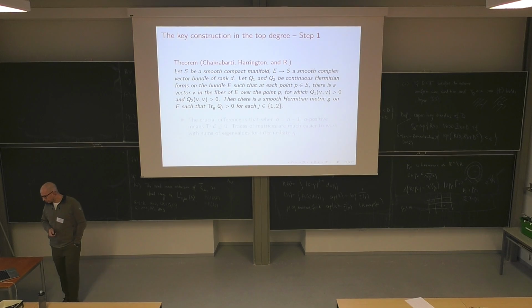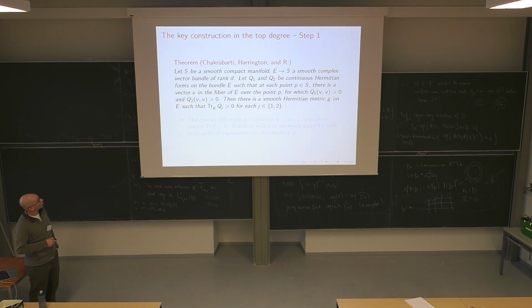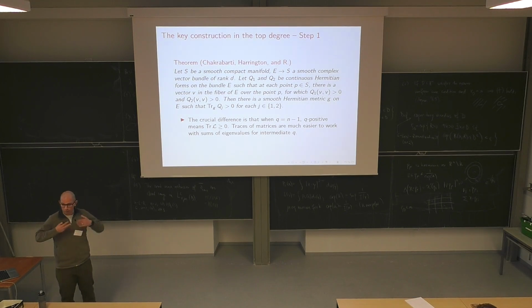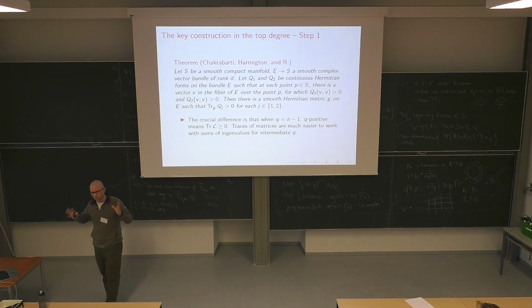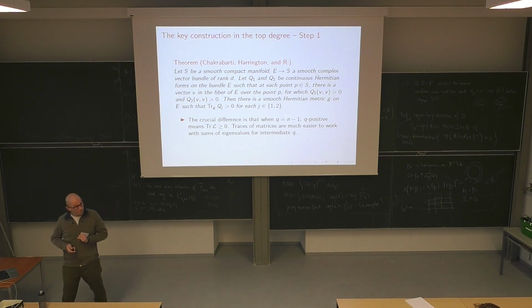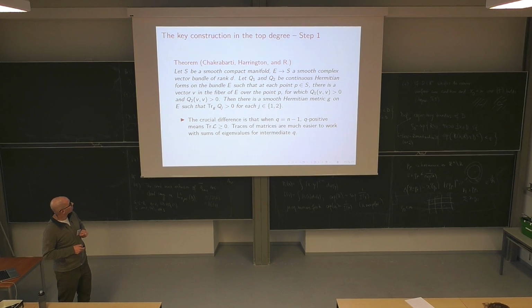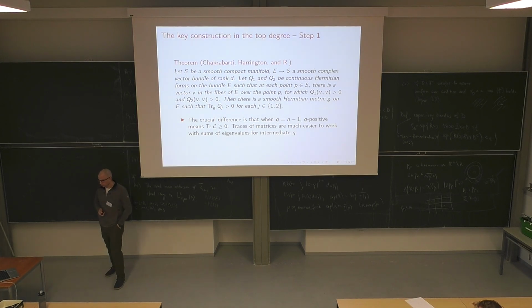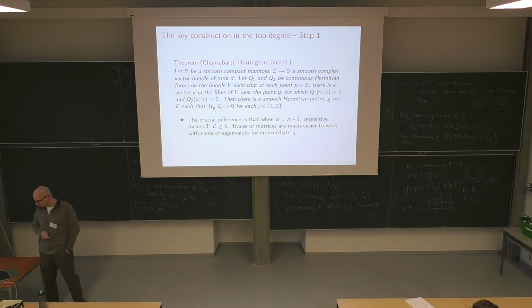Okay. In the top degree formulation, the reason that the top degree is a little bit easier to work with, and we could remove the continuity assumption, is that the positivity conditions just come into the trace and become traces, and traces are just much easier to work with than arbitrary sums of eigenvalues. But this is the analogous formulation of the previous theorem, except for the top degree case.